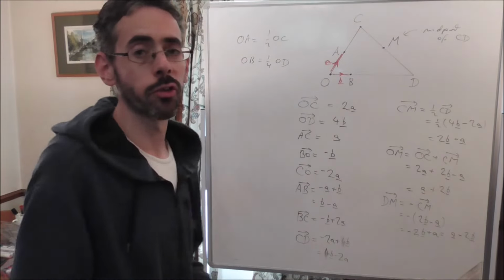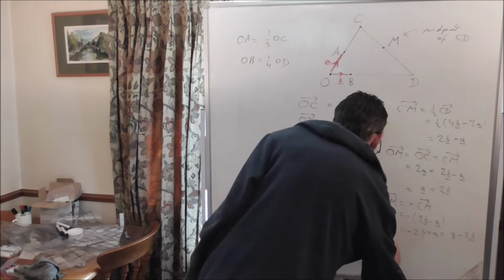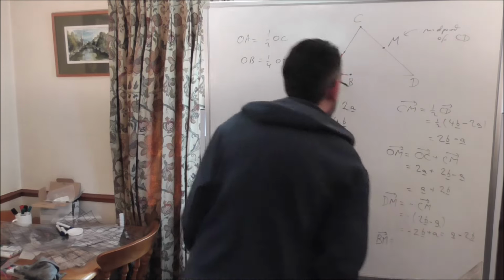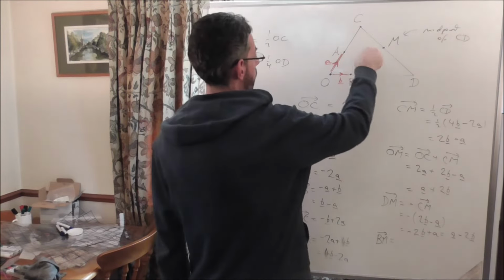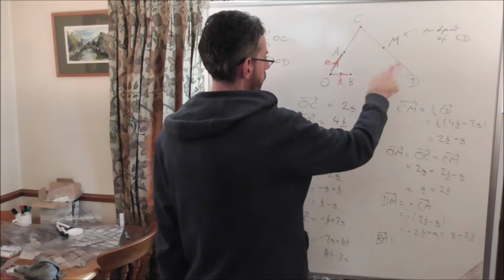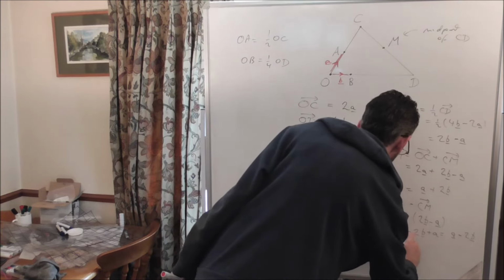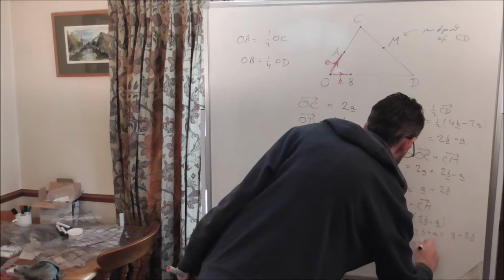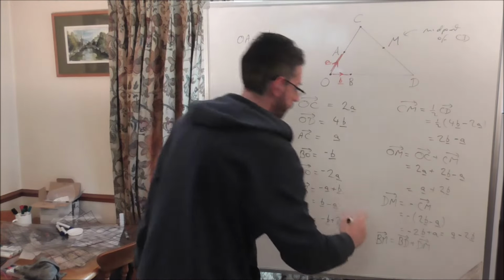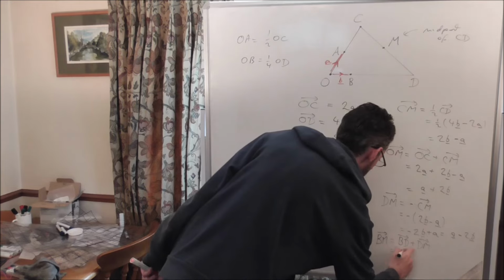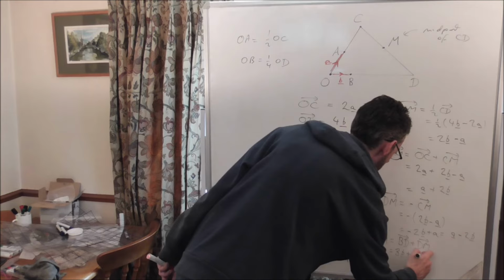Let's just do one more. Let's just do B to M to finish off. So you could go that way around, but I'm going to go the simpler way around. I'm just going to go via D. So I'm just going to do B to D plus D to M, like that. And we know both those things. B to D is just 3B. And D to M is A minus 2B.